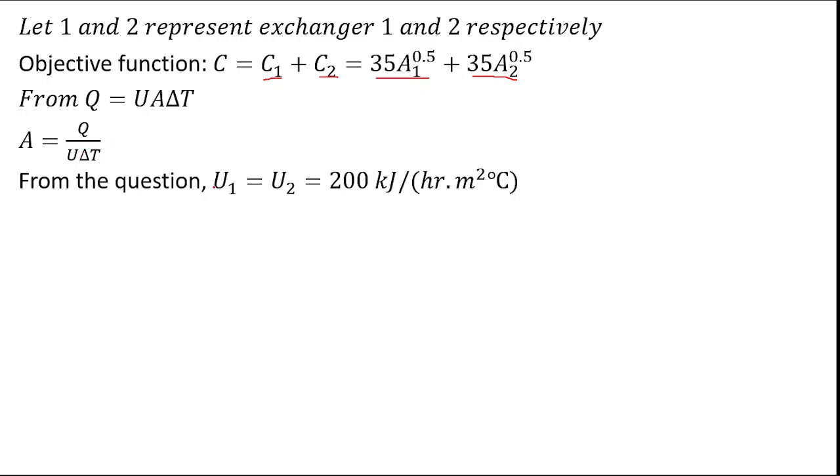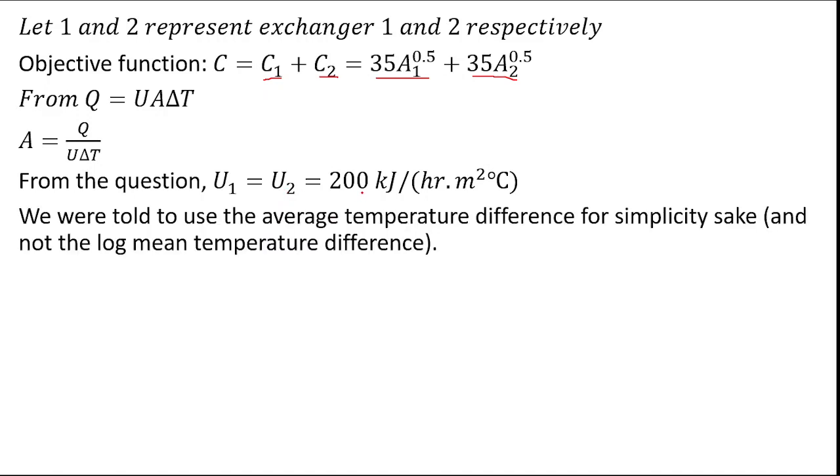But we know also from the question that U1 is equal to U2 and that's equal to 200. So we can start plugging the values in, right? But aside from that, we're also told that for simplicity's sake, the temperature difference should be the average temperature difference, not the log mean temperature difference. So the reason we are doing this is because we are trying to get an expression for A, which we have here, and we want to simplify it.